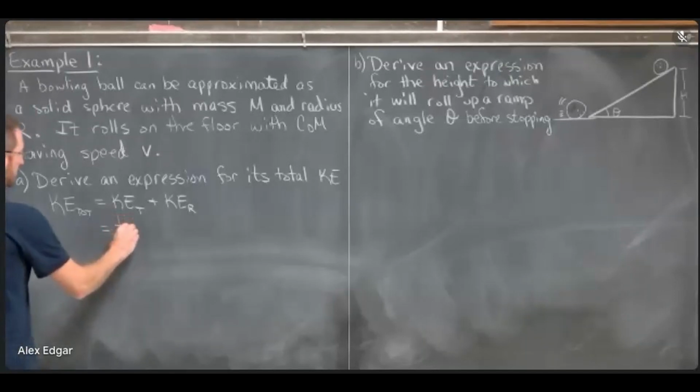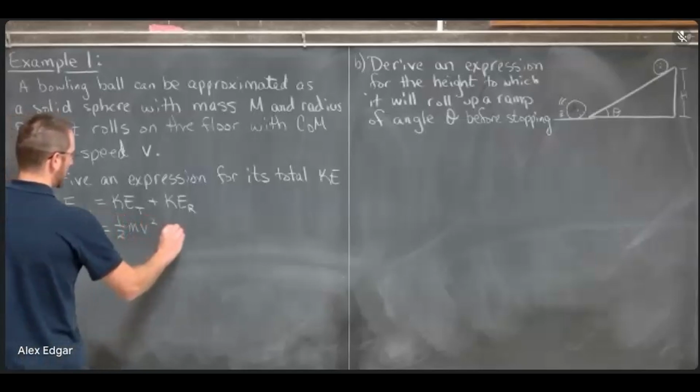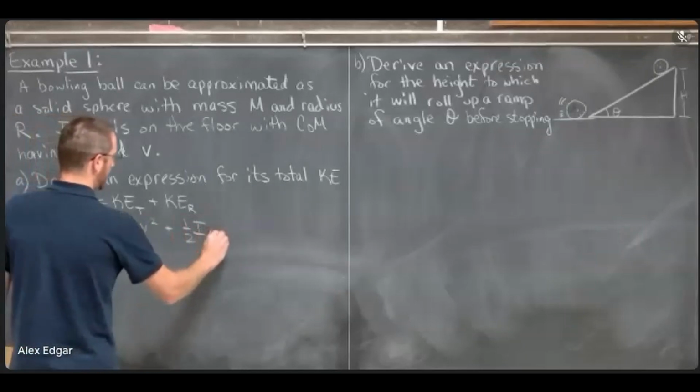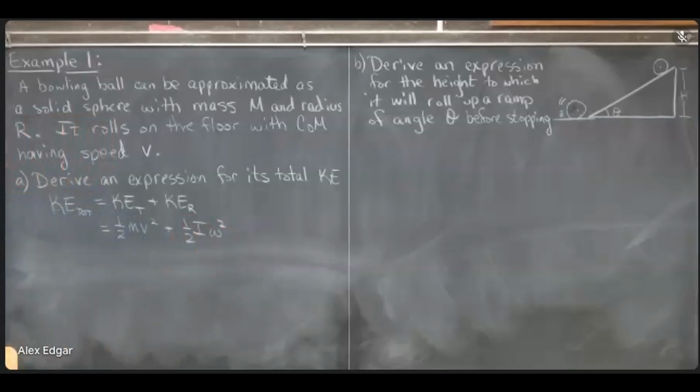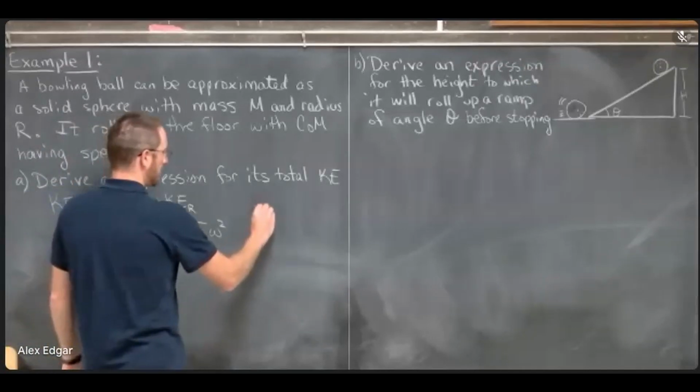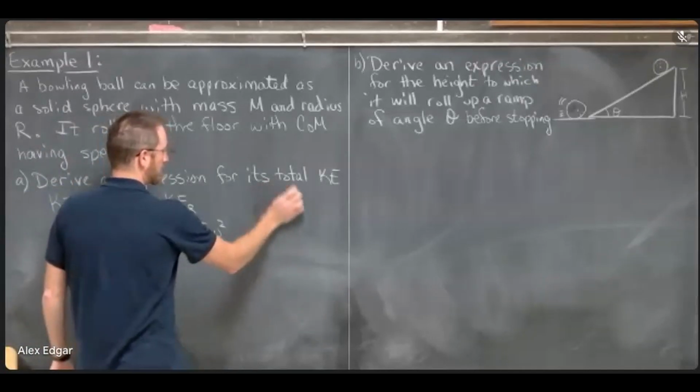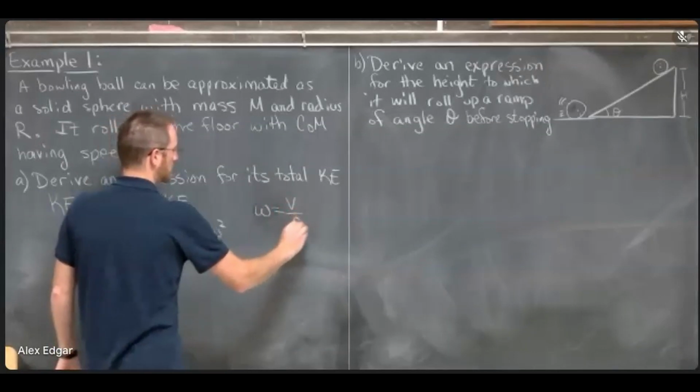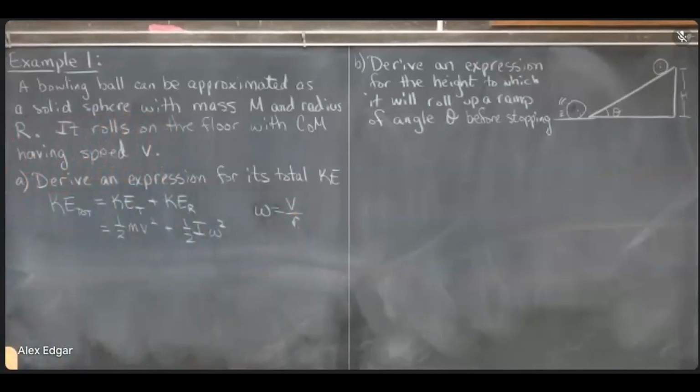The translating piece is going to be 1/2 mv squared, and the rotating piece is going to be 1/2 I omega squared. Now, as long as it is rolling without slipping, and that's what we're dealing with in this video, there is going to be a relationship between the linear speed and the angular speed. That relationship, as shown on the previous board, is omega equals v over r. So we're going to be able to substitute and get rid of omega and put the angular speed in terms of the linear speed.